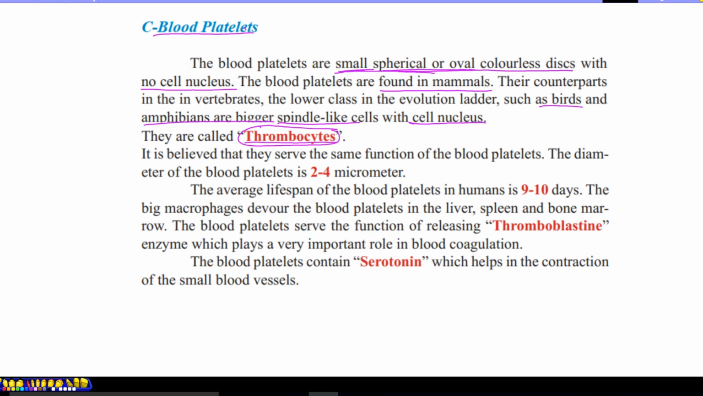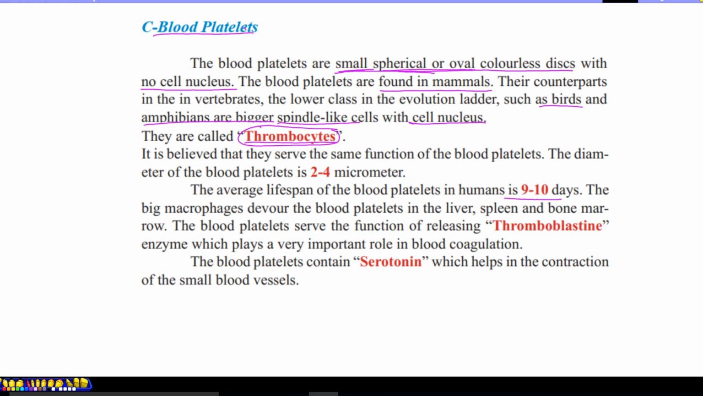The diameter of blood platelets is 2 to 5 micrometers, which is smaller even than red blood cells, while the largest cells are white blood cells. The average lifespan of blood platelets in humans is about 9 to 10 days. For red blood cells, we said 120 days. For platelets, 9 to 10 days. But white blood cells live longer, because some of them can remain in the human body for 40 or more years, until the human dies.